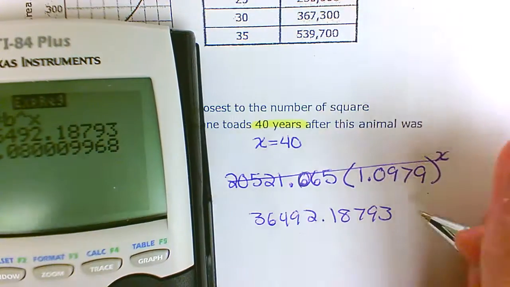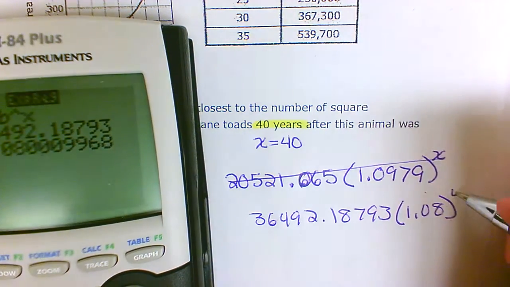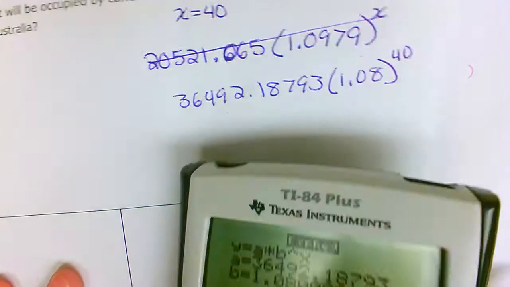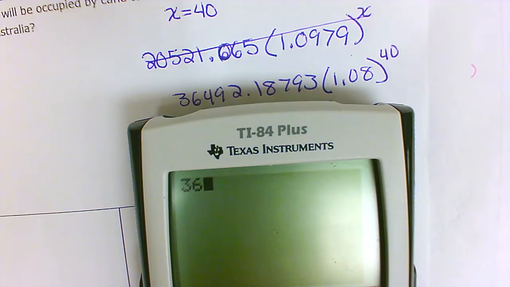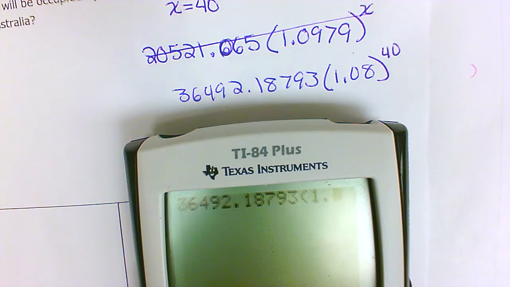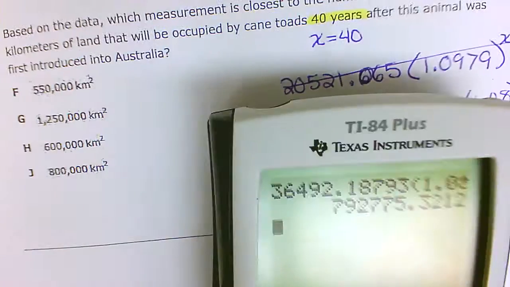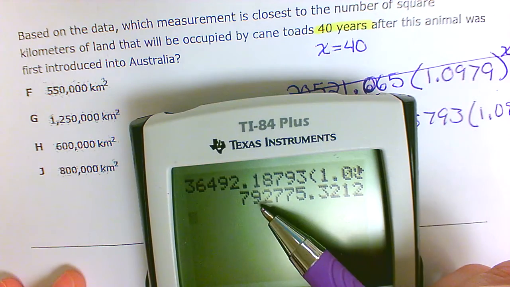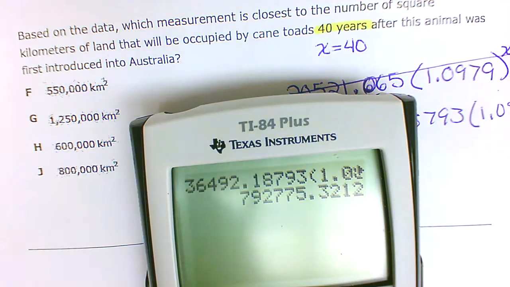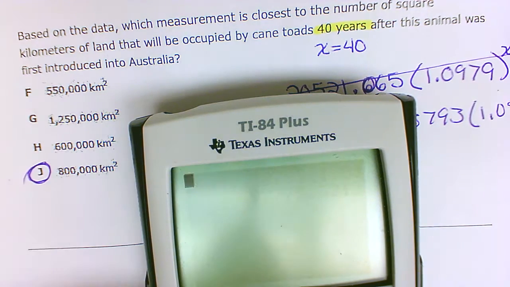So 36492.18793. I'm just going to put all the decimals. And 1.08 inside my parentheses. And I am raising this to the 40th power. So let's try that again. I hit enter right here. It gives me 792,775, which looks like it's closest to 800,000. So I picked the one that is the closest.